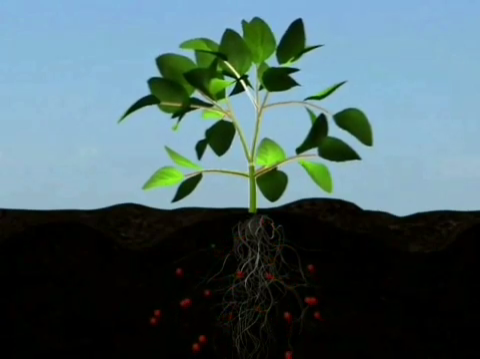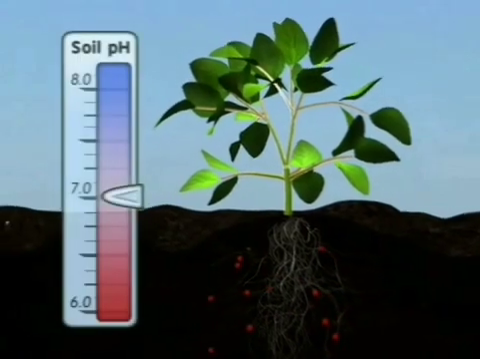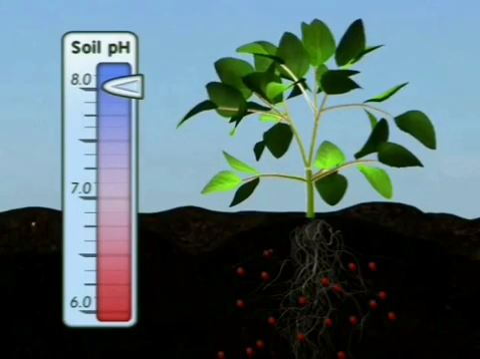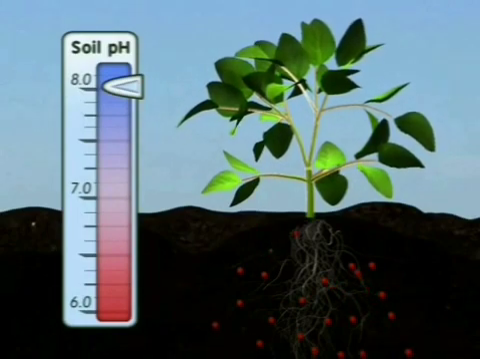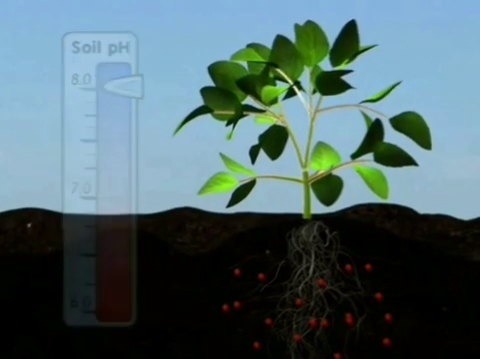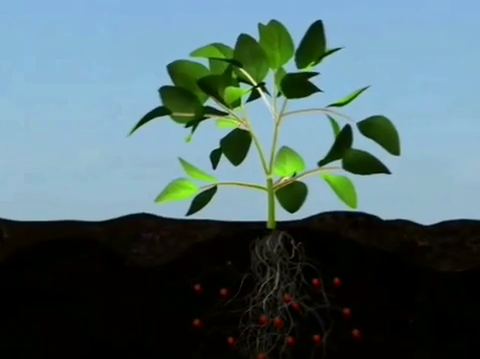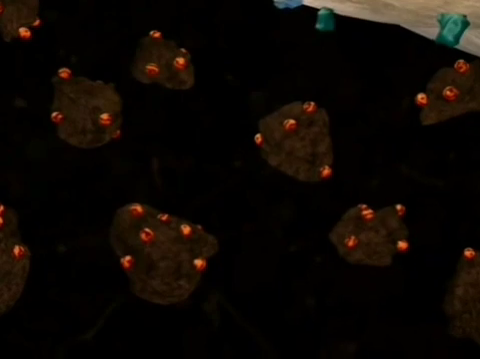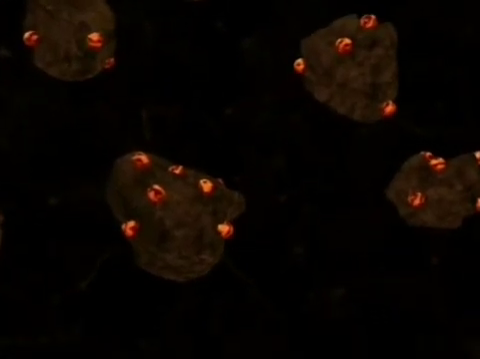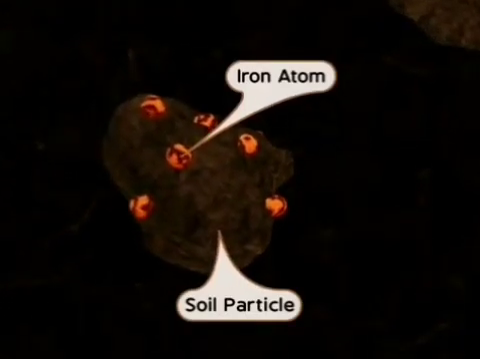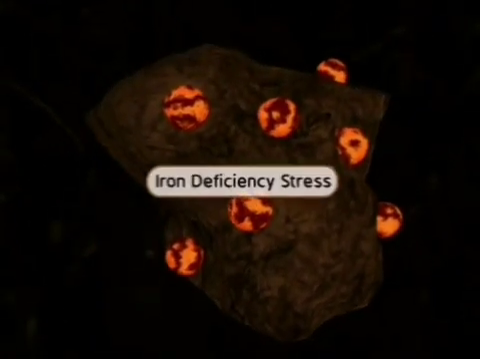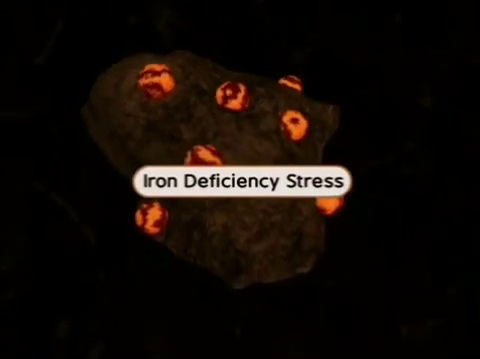But under certain conditions, such as high pH, most of the iron is bound to soil particles, and only a small amount is soluble and available to the plant. To make more iron available, the soil conditions must change, especially near the root surface. Here we see iron bound to soil particles. Unless this iron is released from the particles, the plant will exhibit iron deficiency stress.